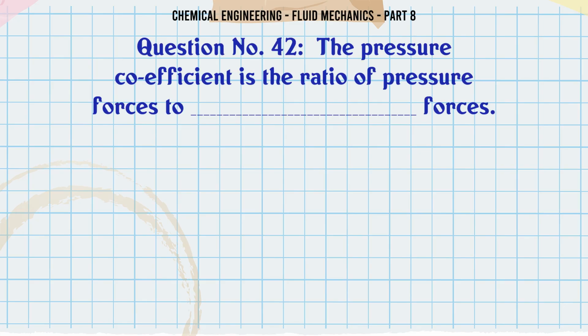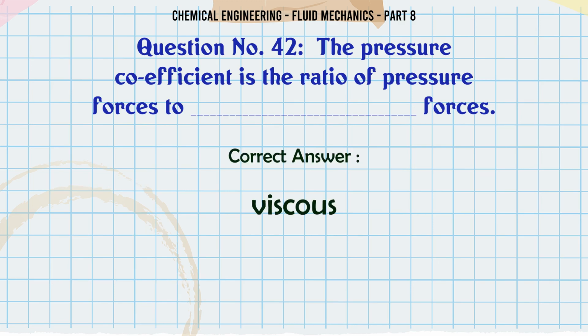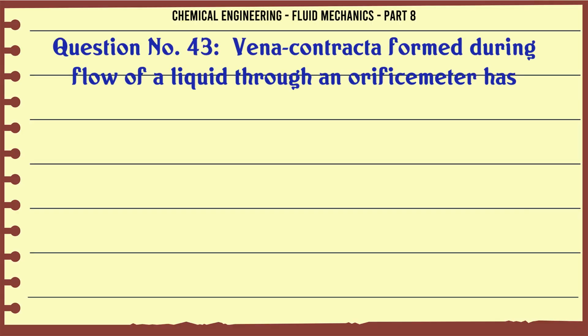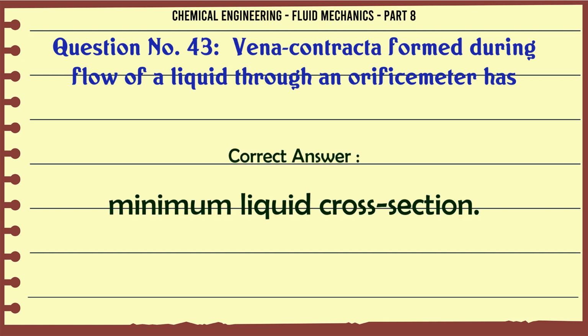The pressure coefficient is the ratio of pressure forces to forces. A. Viscous, B. Inertial, C. Gravity, D. Surface tension. The correct answer is viscous. Vena contracta formed during flow of a liquid through an orificemeter has A. Minimum liquid cross-section, B. More diameter compared to orifice diameter, C. Minimum velocity of fluid stream, D. None of these. The correct answer is minimum liquid cross-section.